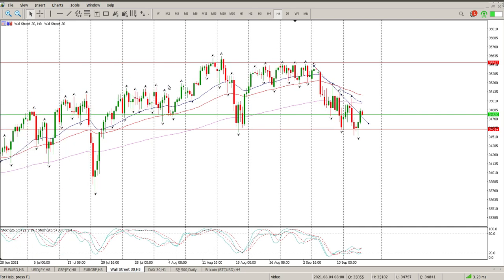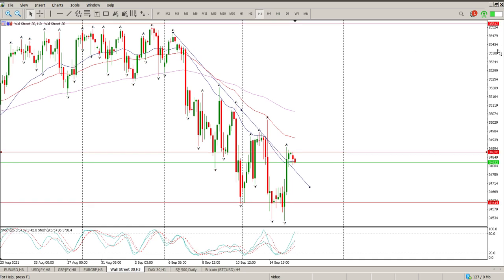So look to the left, and you can see there is structure here, and it is a bit of a mess. You can see it was used as a resistance there, used as support here, failed here, one bar used as support, and now we're using it as resistance. So that's a level we need to recapture. That's 34,876.